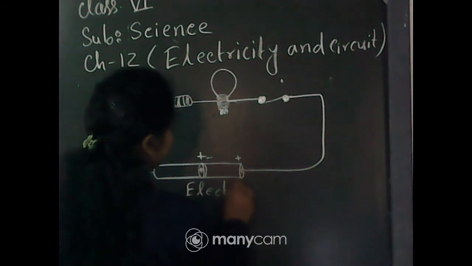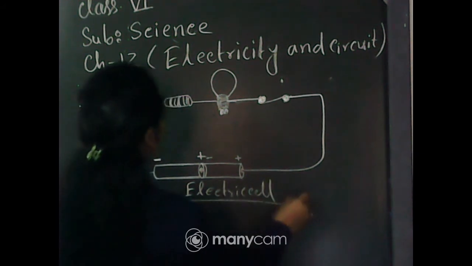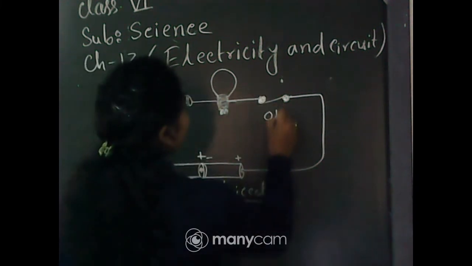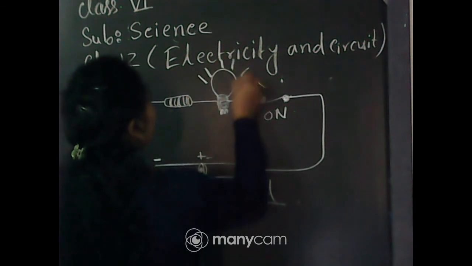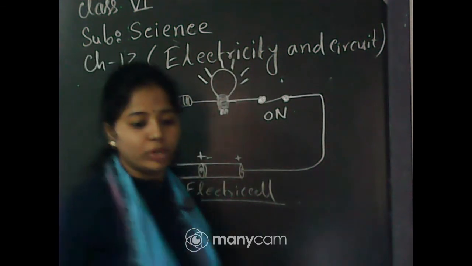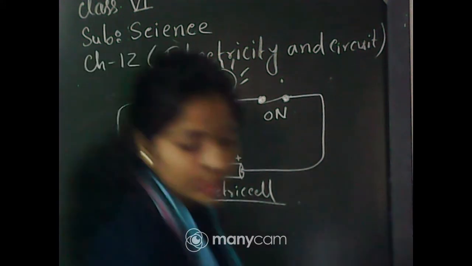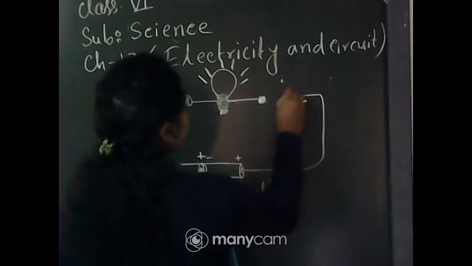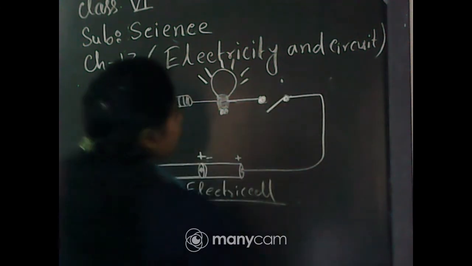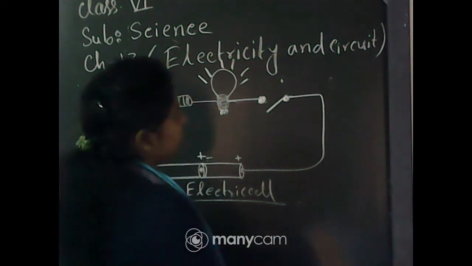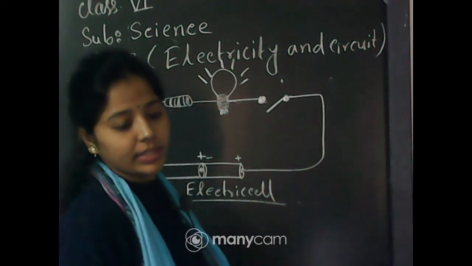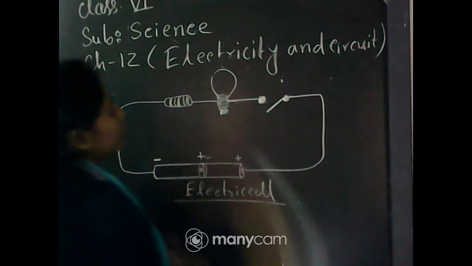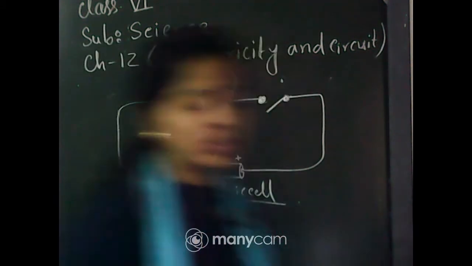So here we can see this is a resistor, this is a bulb, and when the switch is on, then the bulb will glow. And when the switch is off, the symbol is like this, this is off. So the bulb will not glow. Understood this point everyone? Understood the electric circuit?